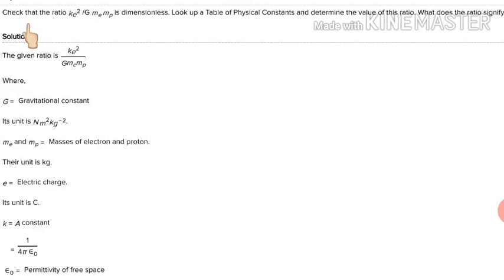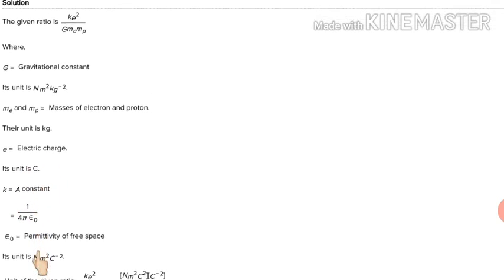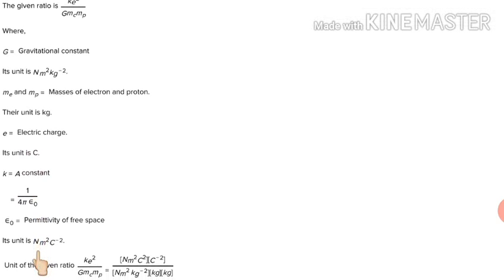Next question is, check that the ratio K e square upon G me mp is dimensionless. Look up a table of physical constants and determine the value of this ratio, and what does the ratio signify? Okay, so here this expression is given to us. Now we need to talk about its dimension. What is G? G is the gravitational constant. Its unit is Newton meter square kg inverse 2, and me and mp are masses of electron and proton, and the unit is kg. e is electronic charge, its unit is coulomb, and K is 1 upon 4 pi epsilon naught, and its unit we can easily write from Coulomb's law, that is Newton meter square coulomb inverse 2.